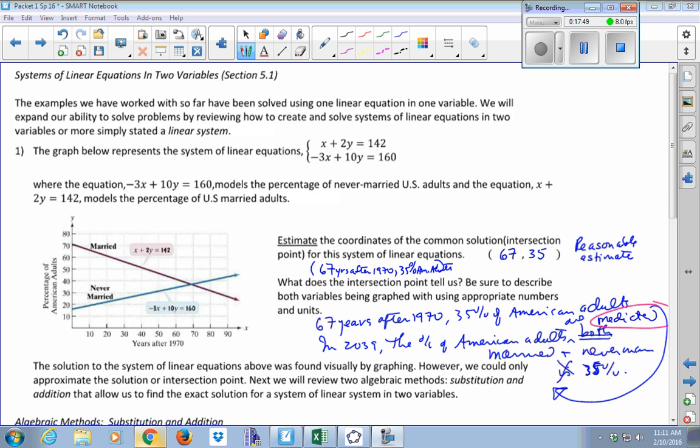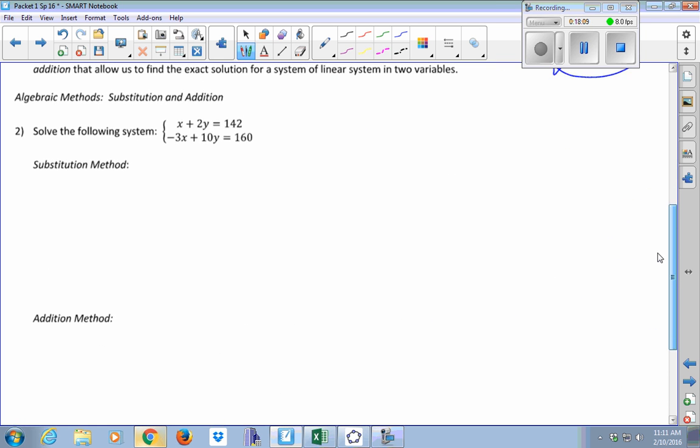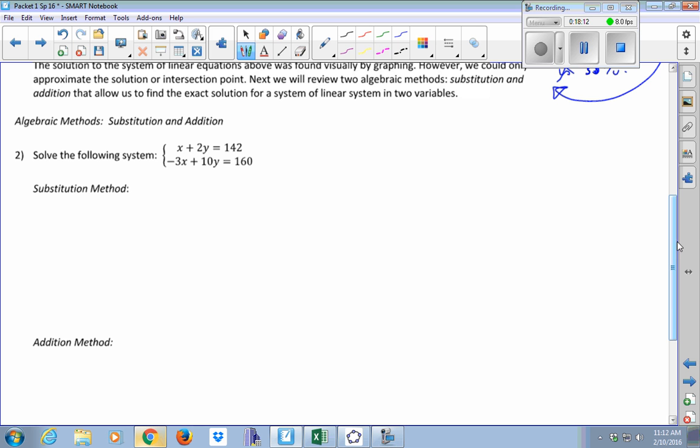Okay, so here's the problem, folks. If you're just looking for an estimate and you have a visual graph, you just estimate the coordinates of that point. But often we'll want the exact values of each of those variables, and that's where algebra comes in. And frankly, it's a pain in the butt to draw those graphs all the time. So there are two algebraic methods to solve a linear system with two variables. One's called addition. Some of you may know this method as elimination. That's another word that's used for it. Your book calls it addition. And the other is called the substitution method.